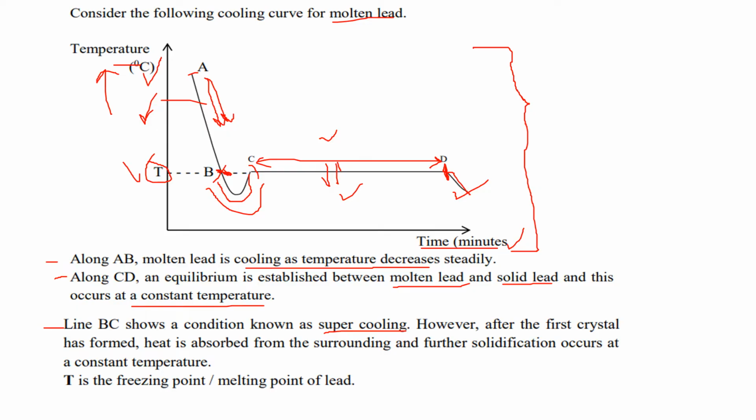So we are saying that this is supercooling, however after the first crystal is formed, heat is absorbed from the surroundings, and further solidification occurs at a constant temperature. So that means that T is the freezing point, because T is the temperature at which both molten lead and solid lead coexist in equilibrium. That's why we are calling it either the freezing point or melting point of lead. So that's it for the slide.